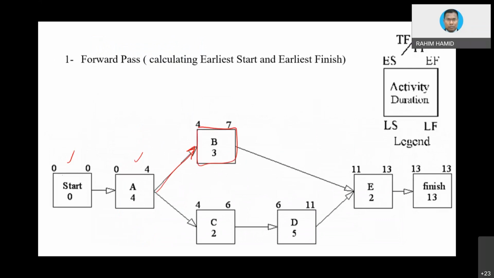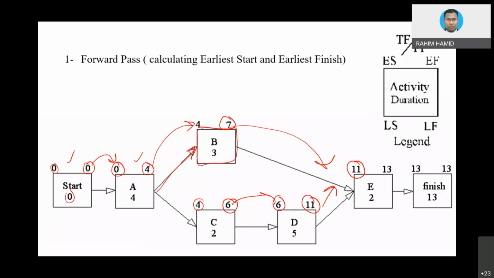Let's say the duration is 0. 0 plus 0 equivalent to 0. 0 transfer here. 0 plus 4 equivalent to 4. 4 transfer here. 4 plus 3 equivalent to 7. C, 4 plus 2 equivalent to 6. And then 6 transfer here. 6 plus 5 equivalent to 11. And then 7 and 11, which one is bigger? For sure 11. 11 plus 2 equivalent to 13. 13 transfer here. So basically, the end of the project is 13 days. That will be the forward pass.